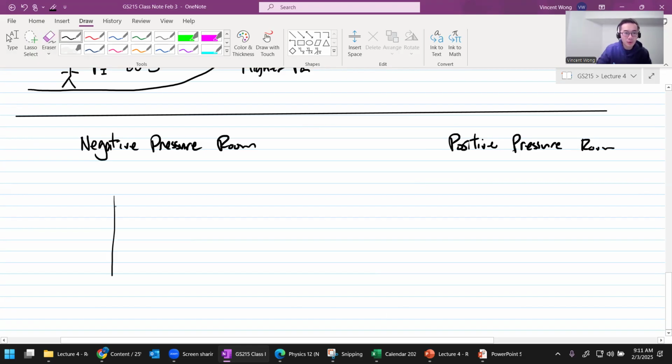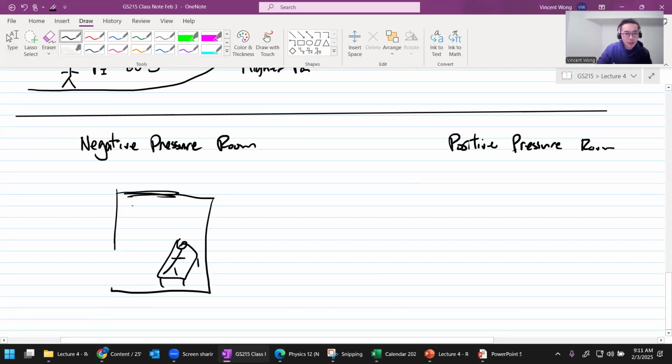Okay, so this is the room. Okay, this is the patient, on the bed, doesn't matter. So this is a negative pressure room, which means the pressure of the room is less than the pressure outside.